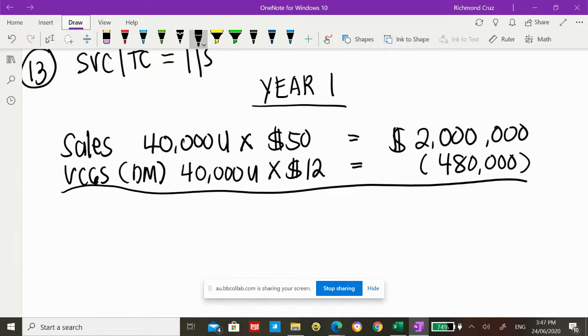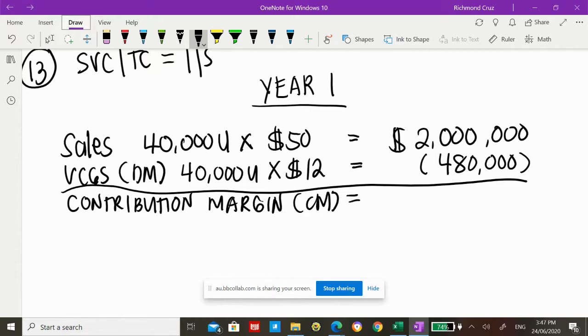And since there is no variable manufacturing overhead, just deduct variable cost of goods sold from sales, then you will get the contribution margin. So this is contribution margin, or our CM. And this is 2 million minus 480,000. So that will give us 1,520,000.